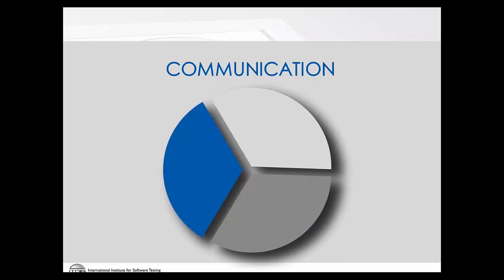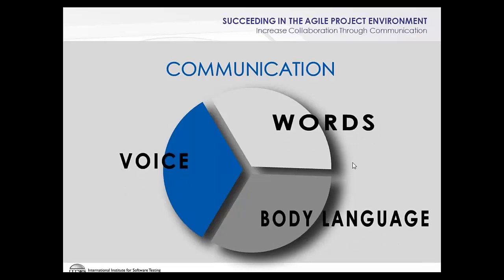So let's take a look at what communication is made up of. Back in 1972, Albert Mirabin, who was a psychology professor at UCLA, concluded from years of studies and numerous publications on the relative importance of verbal and nonverbal messages that communication consisted of three basic elements. Those are voice, words, and body language.